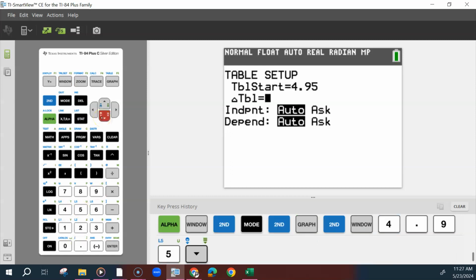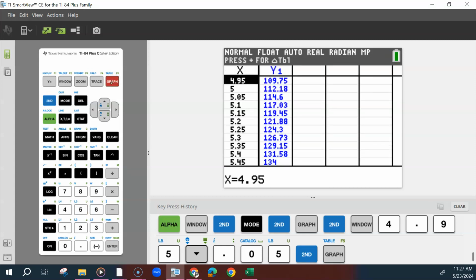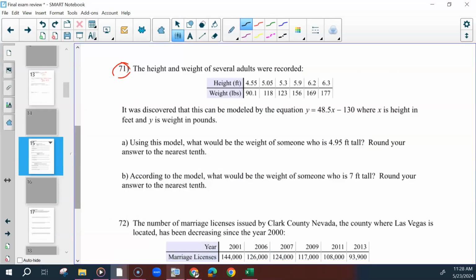And I'm going to change this to 0.05 so that I see it counting by those numbers. And then go back to the table. Then I can see the exact weight of that person. It says round to the nearest 10, so 109.8. Make sure you put labels. To show your work, you would say did in the calculator. Use calculator.